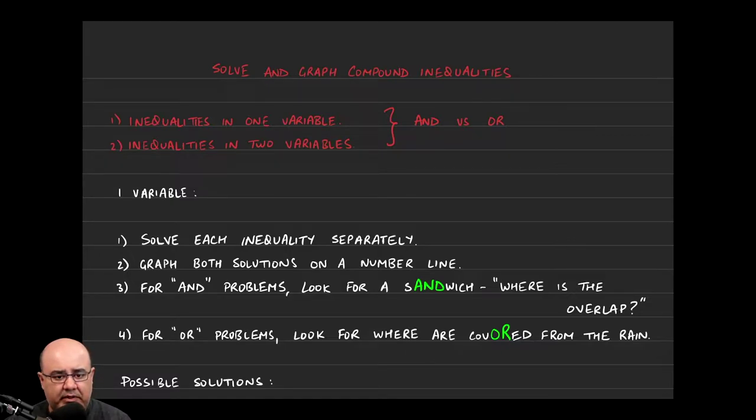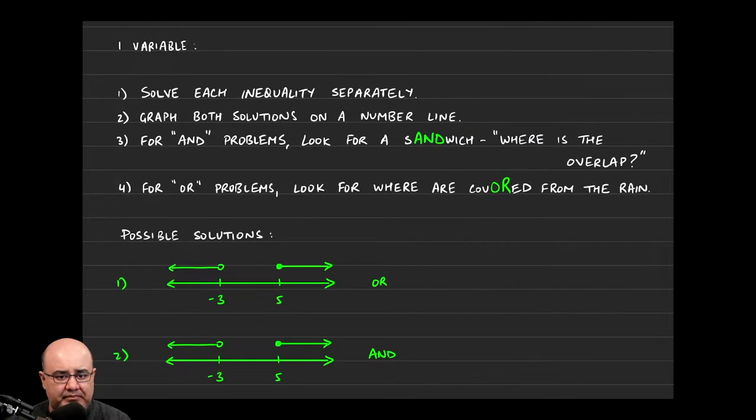So here there's going to be two types of questions that we talk about. There's going to be inequalities in one variable, with an AND or an OR between them, and then there's going to be inequalities in two variables with an AND or an OR between them. So first, the first couple of videos are just going to talk about one variable, so let's get started.